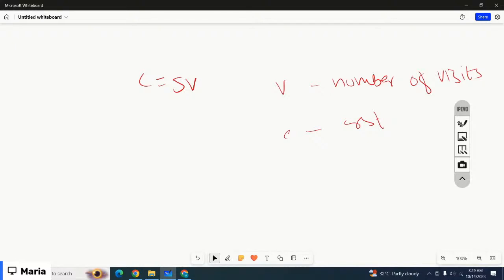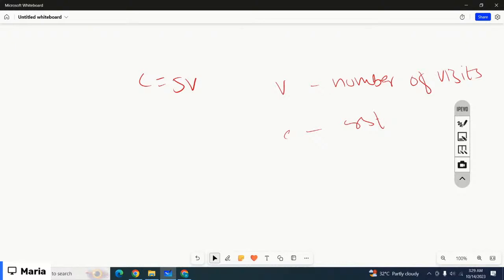So that is the equation that shows how the total cost of visiting the art museum as a member is related to the number of visits. That is C equals 5V. That means it costs $5 for each visit.